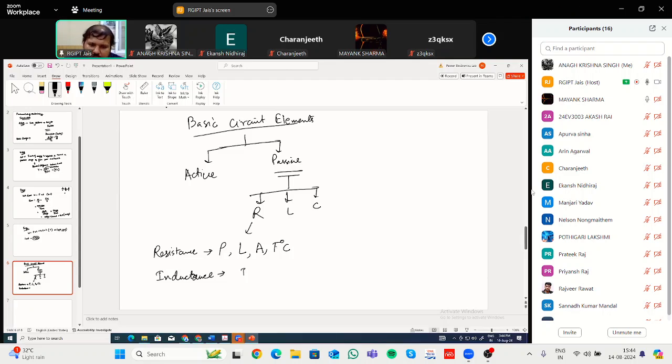So inductors are elements that store energy in an electric field. Sorry, inductor, magnetic field. Sorry, capacitor, electric field. But inductor is magnetic.